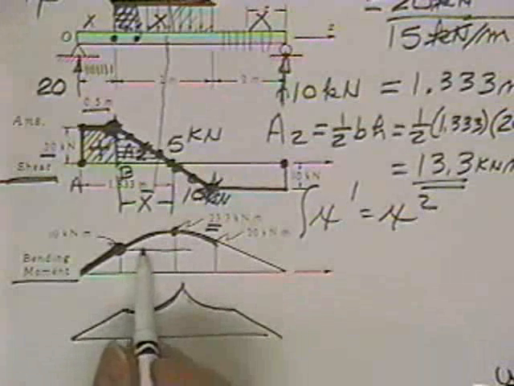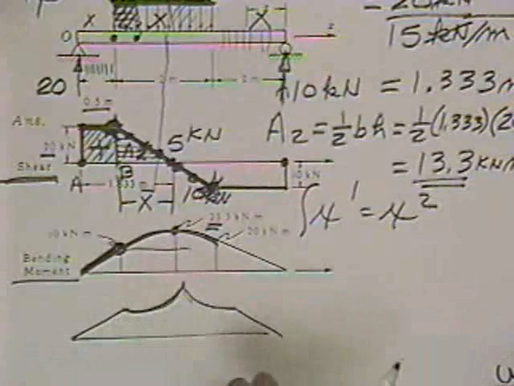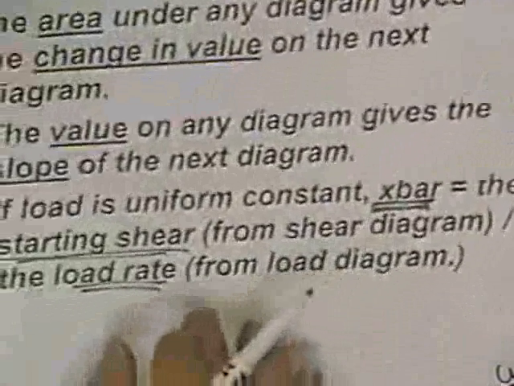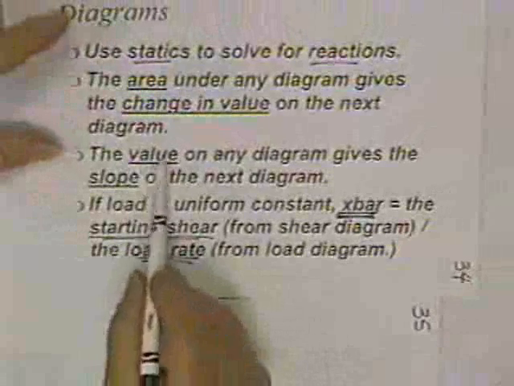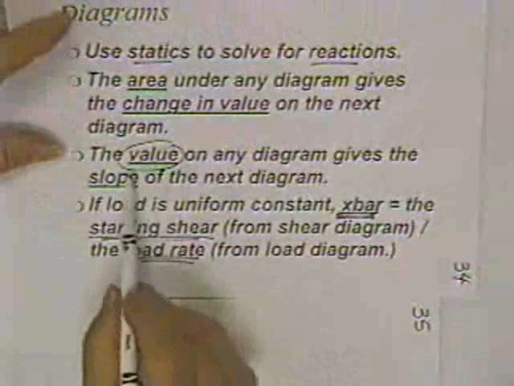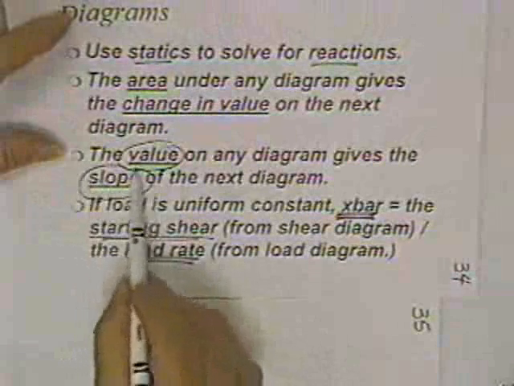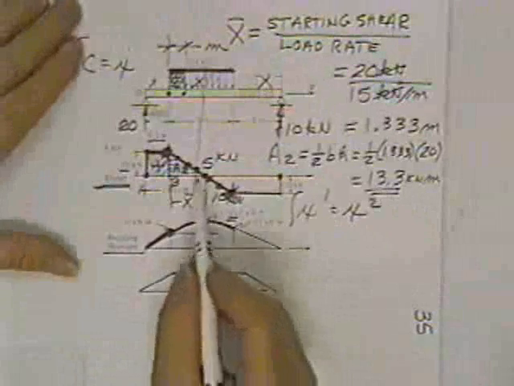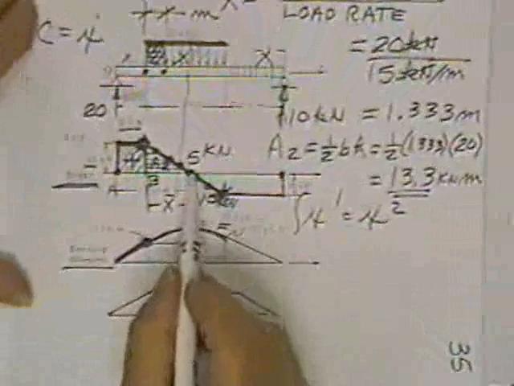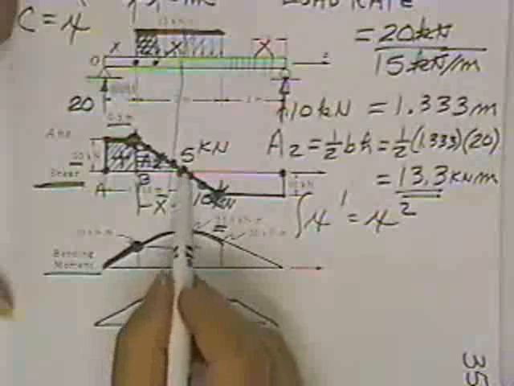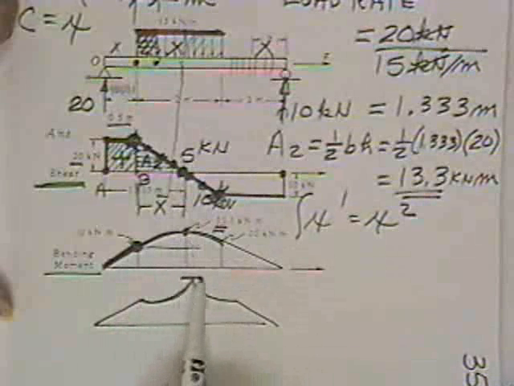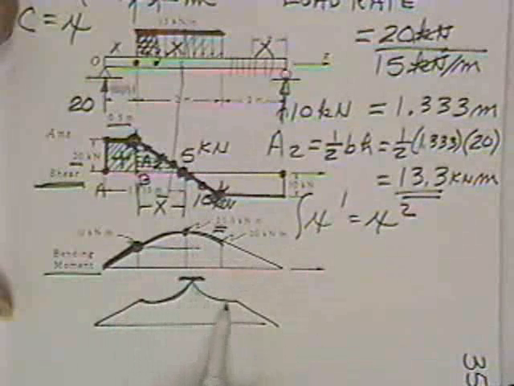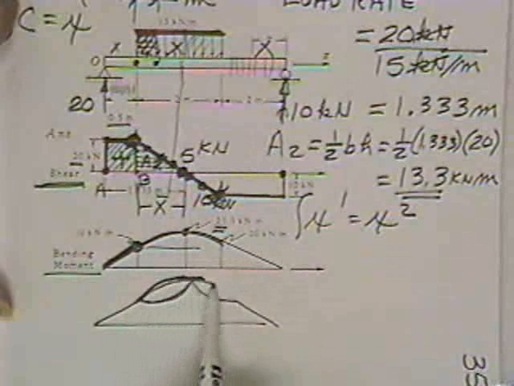Now you can find out which one from the calculus. The calculus says that the value on any diagram tells you the angle of the next diagram. So what you do is you look right here and you see this value. Well, this value is 0. Therefore, the next curve should have a slope of 0. And that means this parabola is not the right one. This is the right parabola.